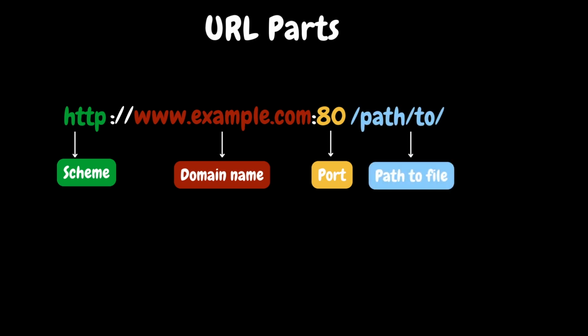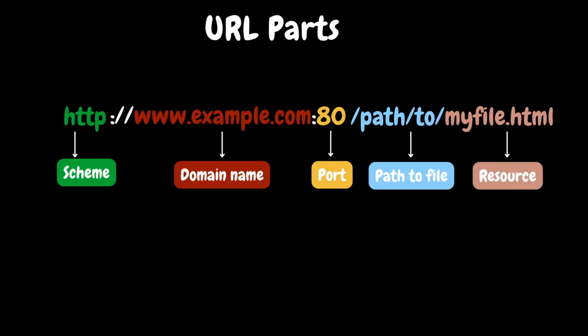The next one is the path to the file. This is the path to the resource on the web server. Think of it as a directory in a regular file system. The next one is the resource. This is the actual resource for which the request has been sent to the web server. Along with these components, there are some other optional components available, like query, anchor, etc.